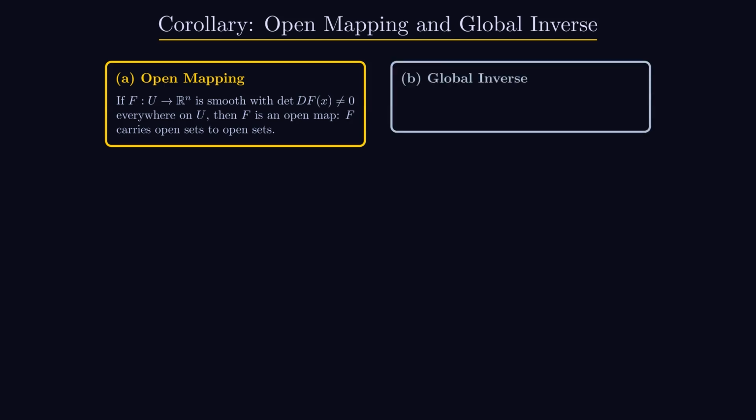Second, suppose F is also injective, a smooth bijection from U onto its image. Then the inverse F inverse exists globally on F of U and agrees locally at every point with the smooth inverse guaranteed by the inverse function theorem. Local smoothness is sufficient for global smoothness, so F inverse is smooth, and F is a diffeomorphism onto its image.